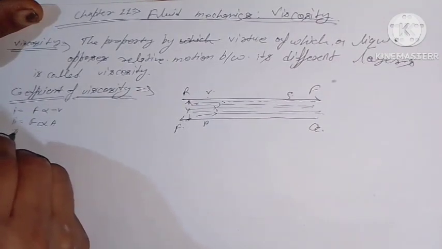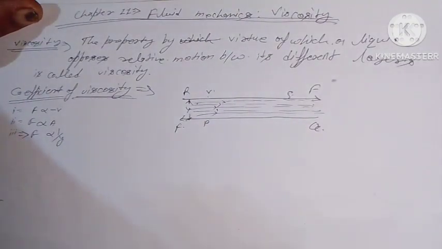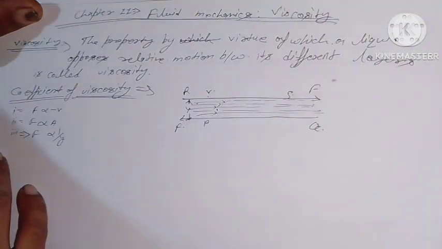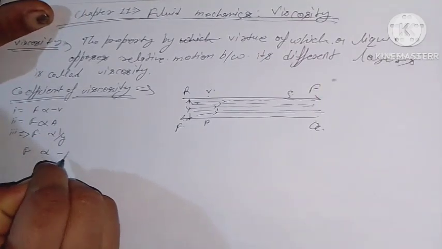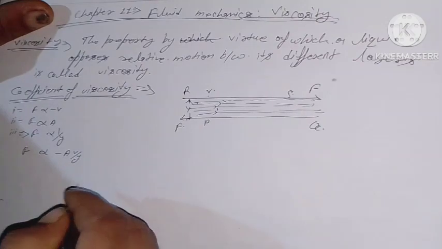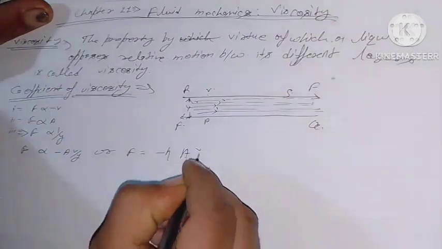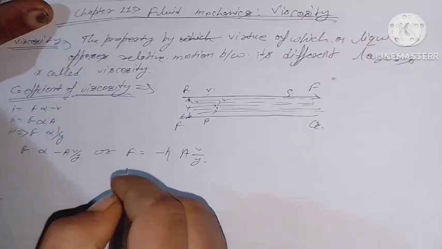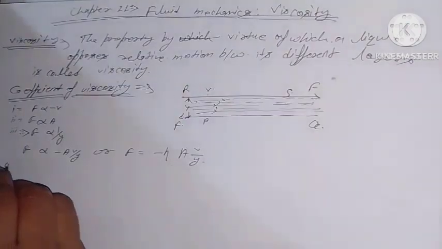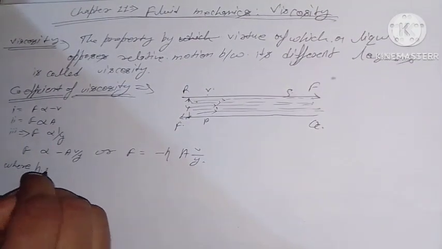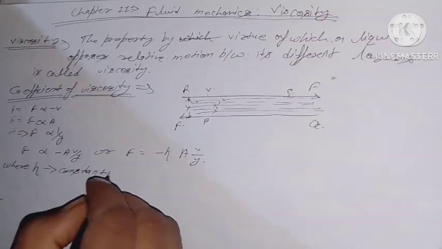Third point, force is directly proportional to 1 upon y. Combining all these factors we have, F is directly proportional to minus A v upon y. Or F is equal to minus eta A v upon y, where eta is a constant depending upon the nature of the liquid and is the coefficient of viscosity.